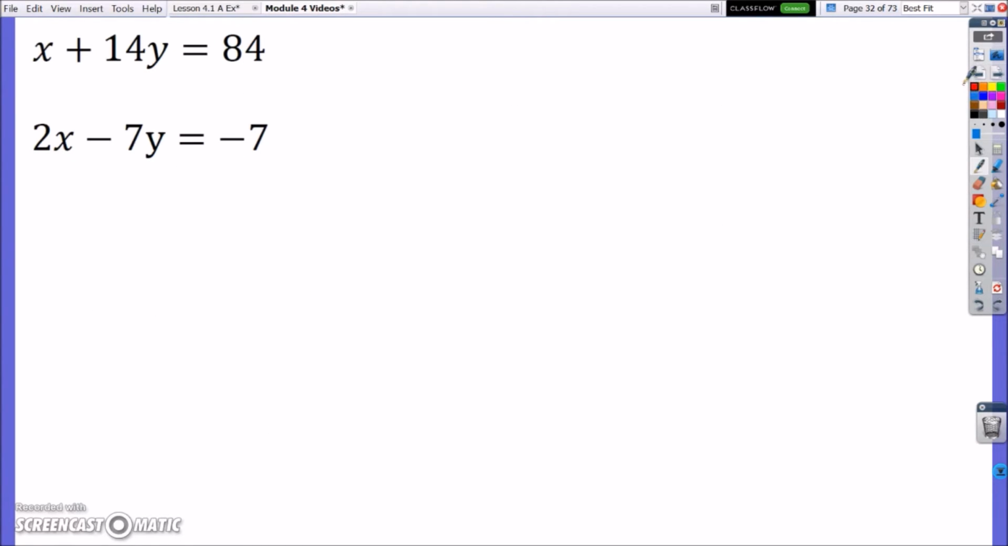All right, so let's look at this one now. I need to try to get one of the variables, y, all by itself. So you want to look at your top and your bottom equation and think, which one is easier to solve for?